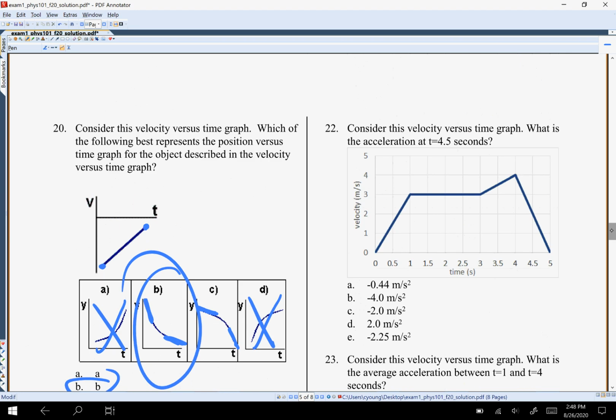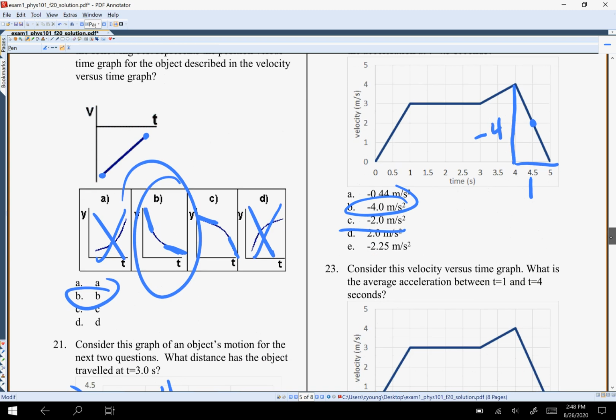Consider the velocity versus time graph. What is the acceleration at t equal 4.5 seconds? Well, first of all, I know that it's negative, so let's get rid of that. And I can find my rise. My rise goes from 0 to 4, so it's actually negative 4. And then from 4 to 5, so 1. So my rise over run is negative 4 over 1, or negative 4 meters per second squared.